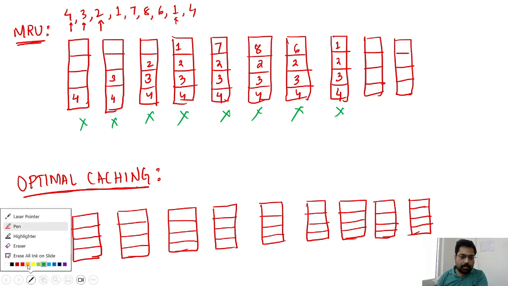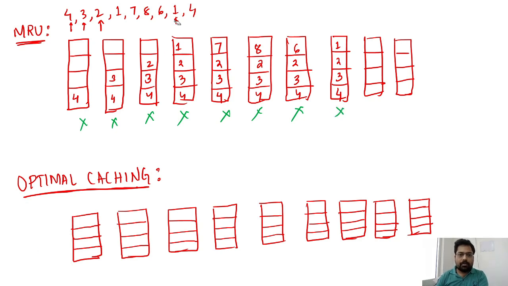Next number or next data stream is 4. Here, 4 was already exchanged previously, so 4 is already there. 1, 2, 3, 4 is already there, so no need to worry. Just change the arrow mark and keep everything as it is. This means 4 is recently used, and this is considered a hit.